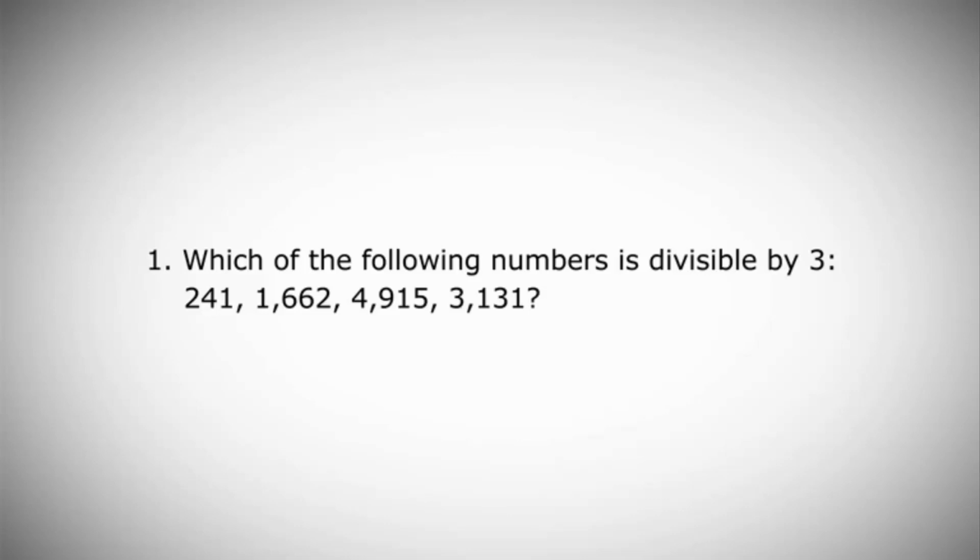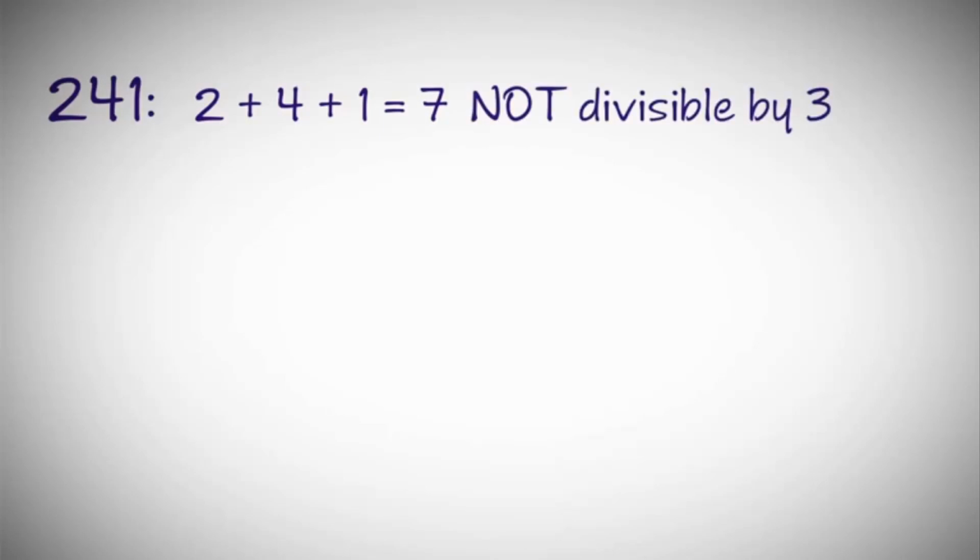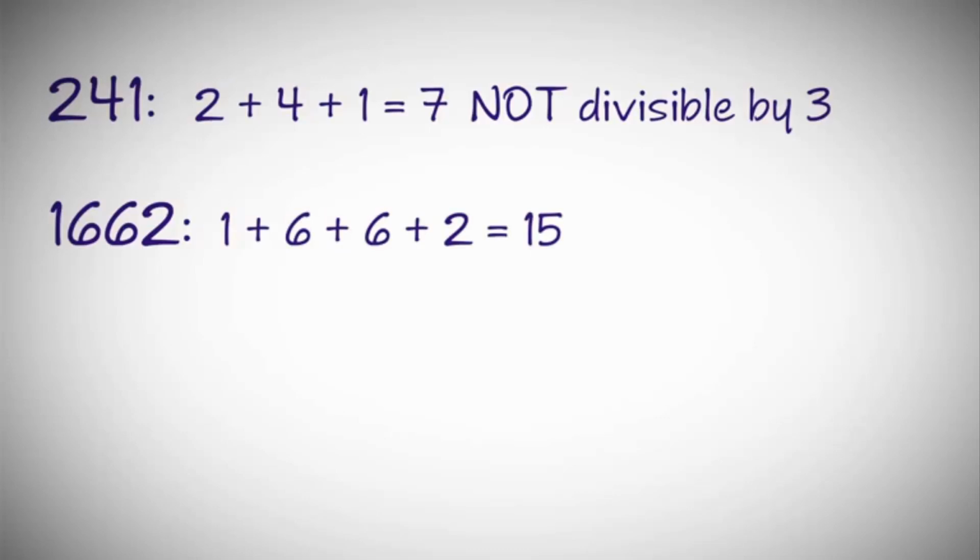So let's go through each of these 4 numbers together. The number 241 is made up of the digits 2, 4, and 1. When we add up those 3 digits, we get the number 7, which is not divisible by 3, which means that 241 is also not divisible by 3. Our next number, 1,662, is made up of integers 1, 6, 6, and 2. When you add those 4 integers, we get the number 15. 15 is divisible by 3, so 1,662 is divisible by 3.